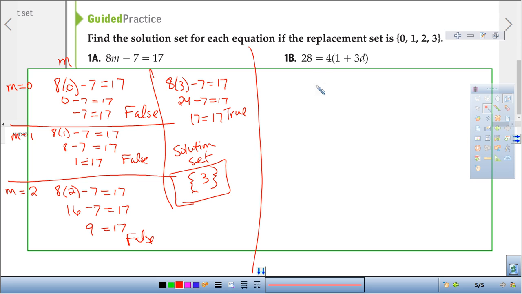Let's see. Should give me enough time, I think, to do at least a couple. So make sure you know this is my equation, and I want to use this replacement set to find my solution set.